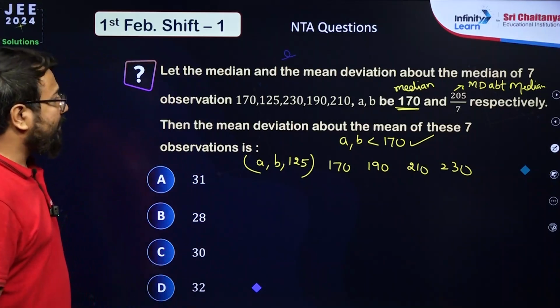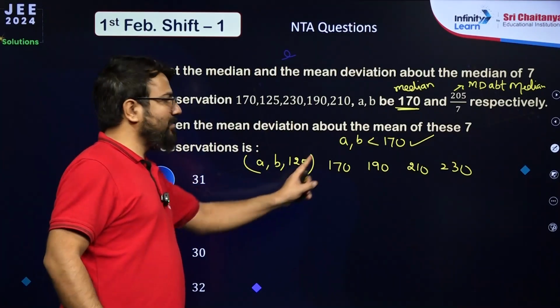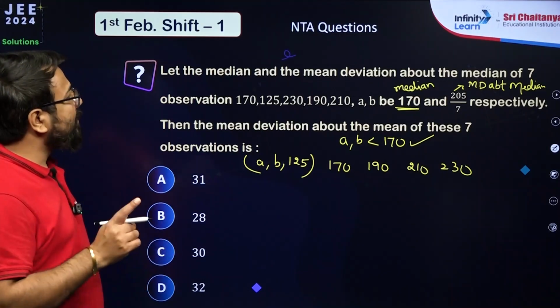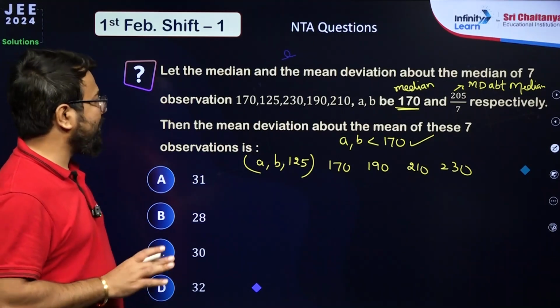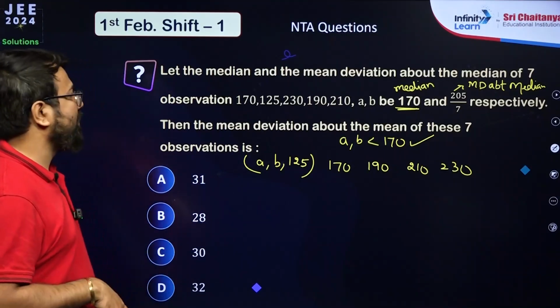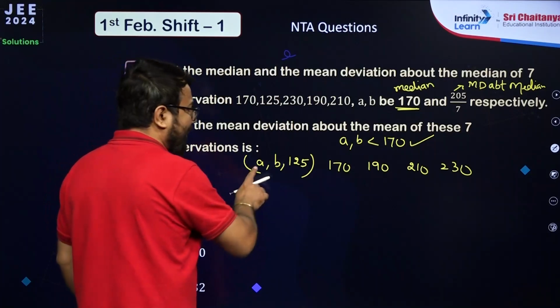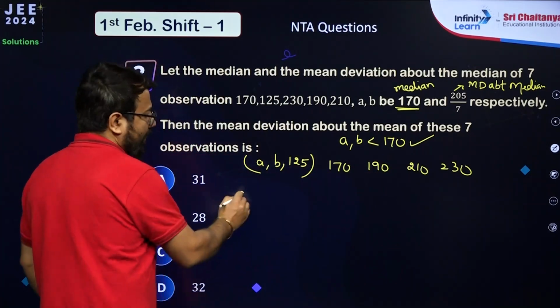Now, the very first thing, from the median we got to know that A and B are both less than 170. Second is the mean deviation about the median of the 7 observations. These are the 7 observations given to us. So in that case, I will first of all subtract all these observations to calculate DI.